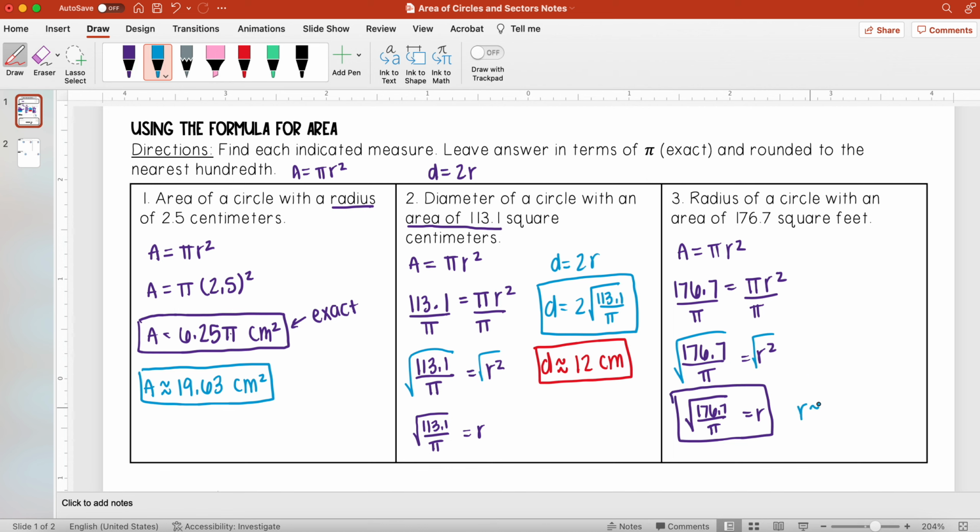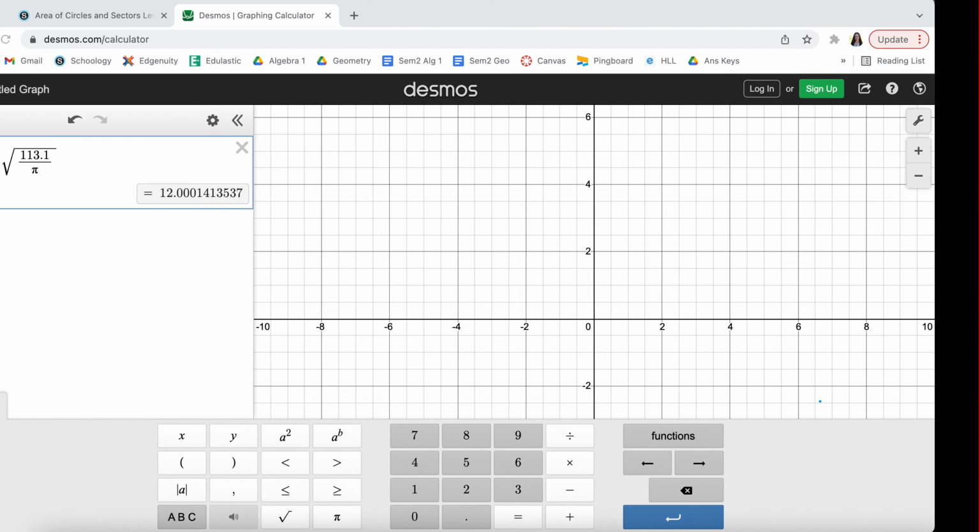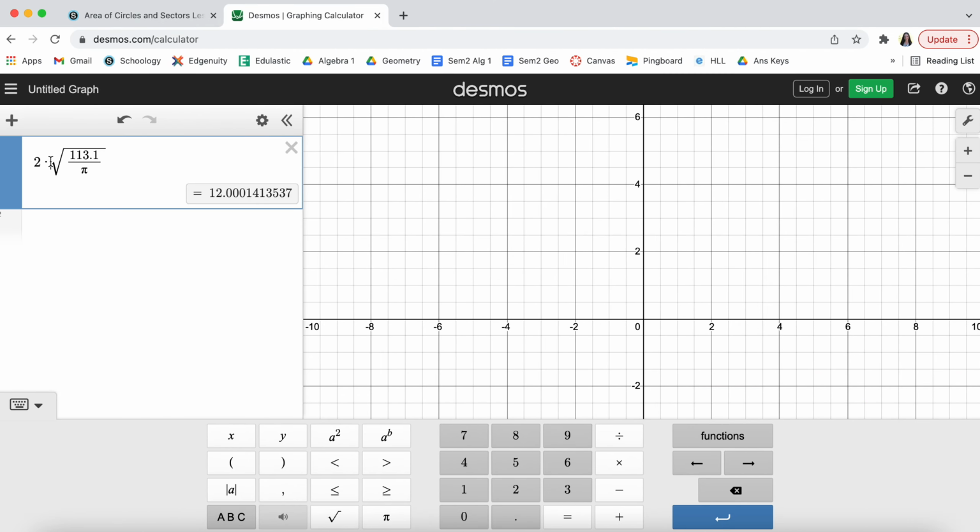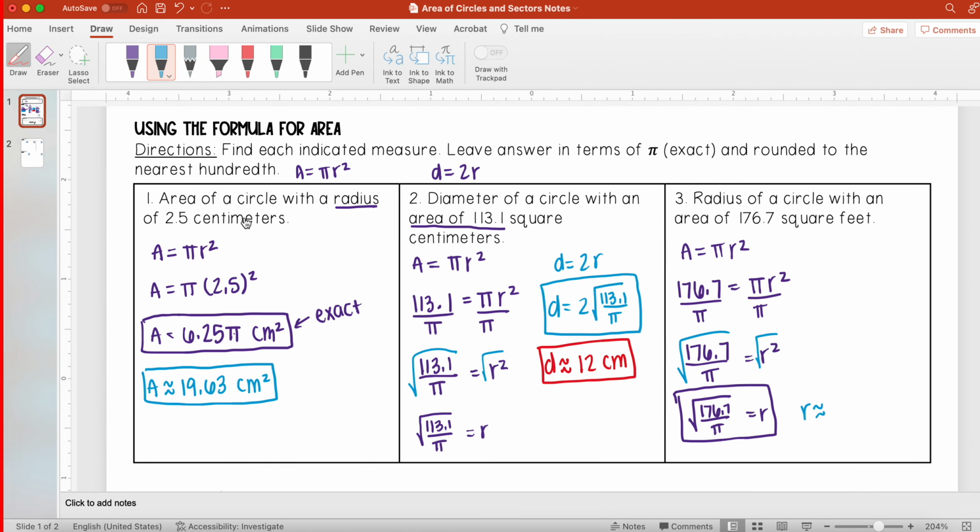And then I want to find my rounded answer, so going back over to Desmos. I'm going to type that in. And I get that that's going to be approximately 7.5.